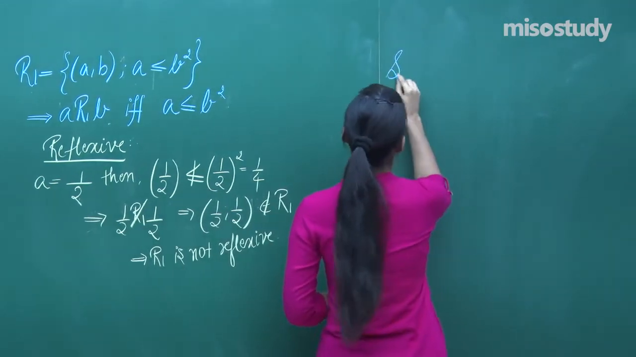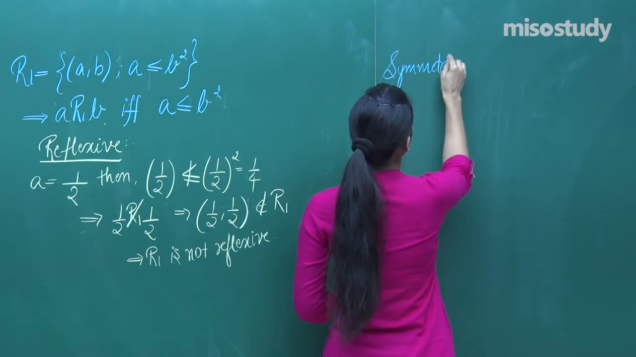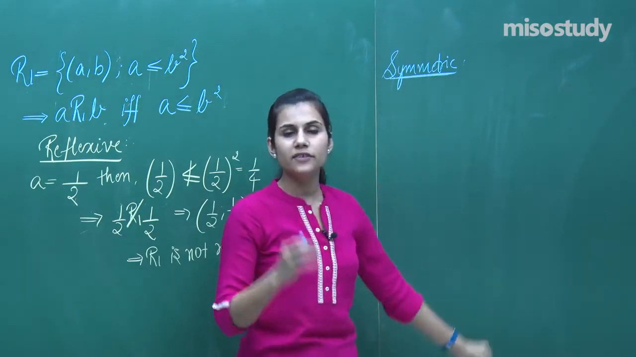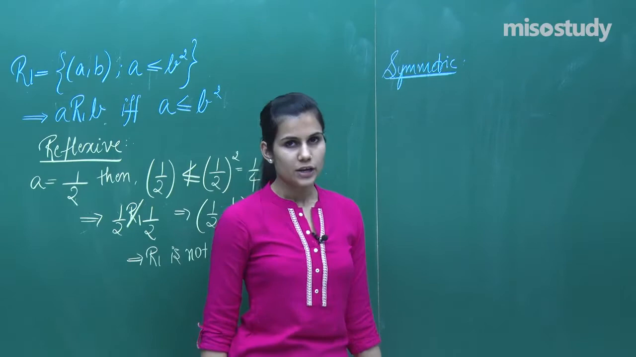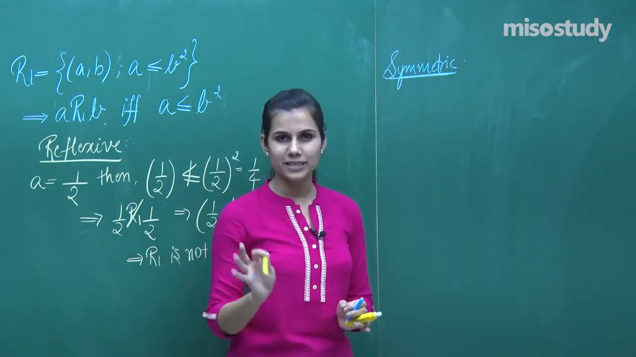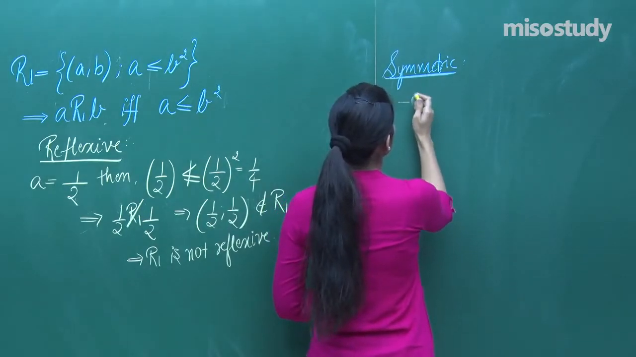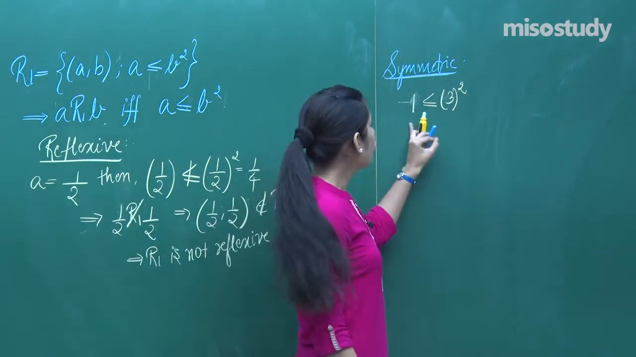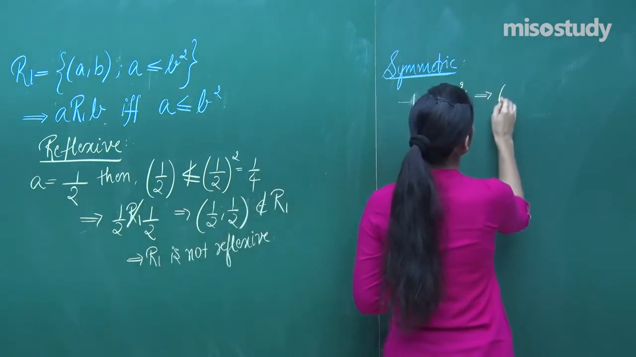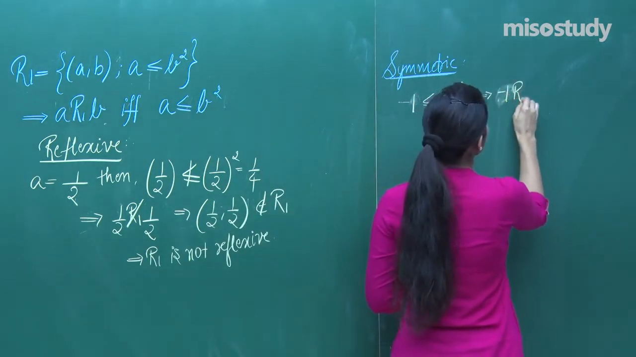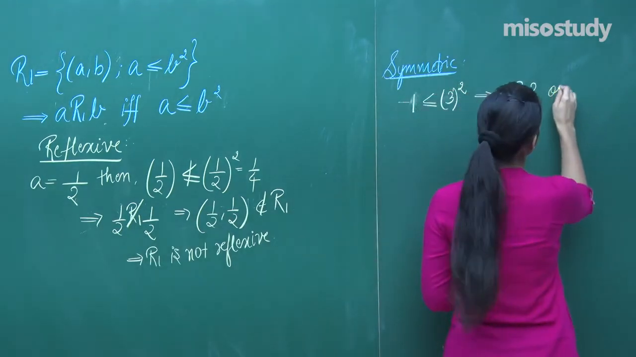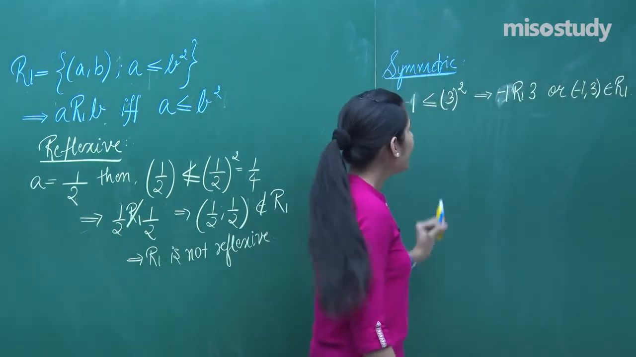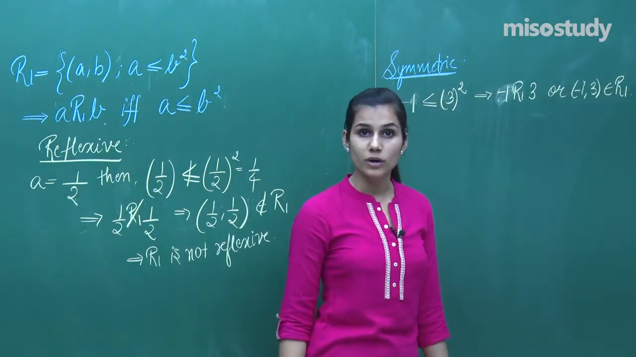If I talk about symmetricity, suppose I say that we need to check symmetricity. That means whenever A is related to B, it should imply B is related to A. Fine. Over here I am going to give you one A and one B specific real numbers. Suppose I say -1 is less than equal to 3 square, isn't it? You know -1 is less than equal to 3 square, which means -1 is related to 3 by the relation R1, or I can say -1 comma 3 belongs to R1. If my R1 is symmetric, 3 comma -1 should also belong to R1.